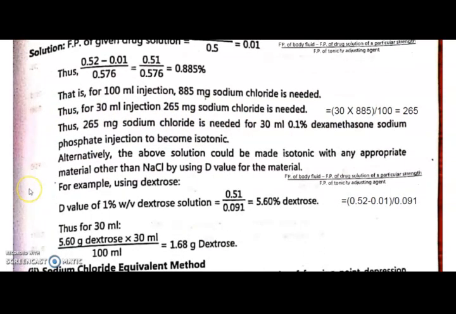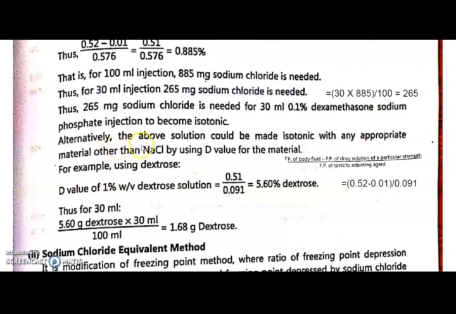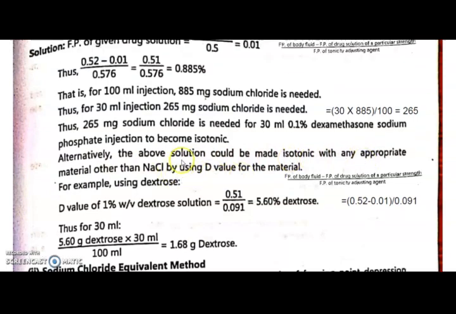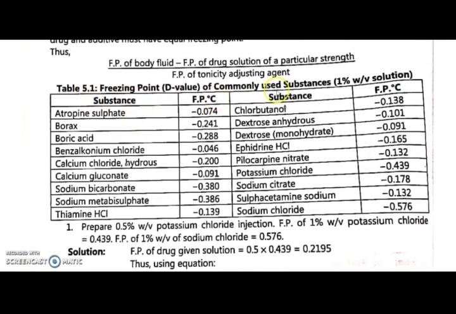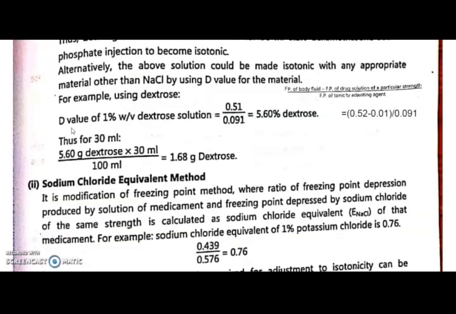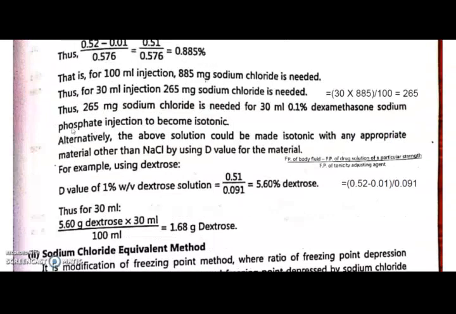Now, alternatively, we can use another tonicity adjusting substance instead of sodium chloride, such as dextrose or any other tonicity adjusting substances as mentioned in this table. Let's solve this example by taking dextrose as a tonicity adjusting substance. Let's use 1% weight by volume dextrose as the tonicity adjusting substance.